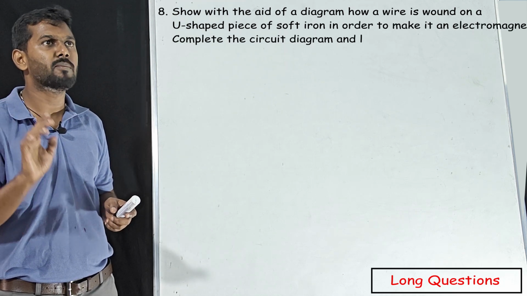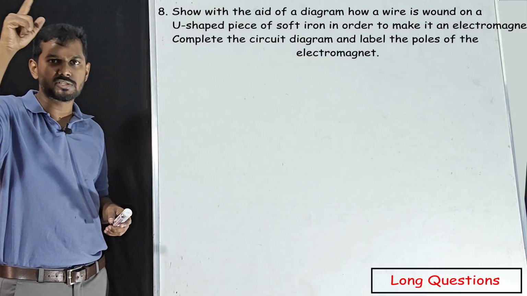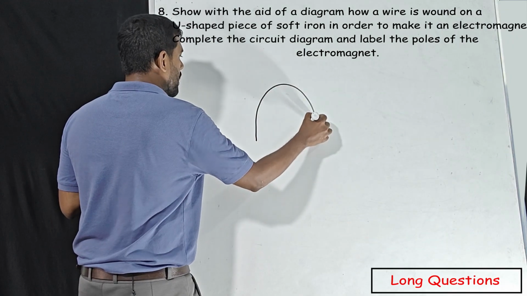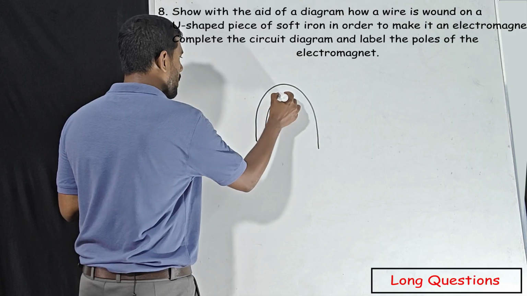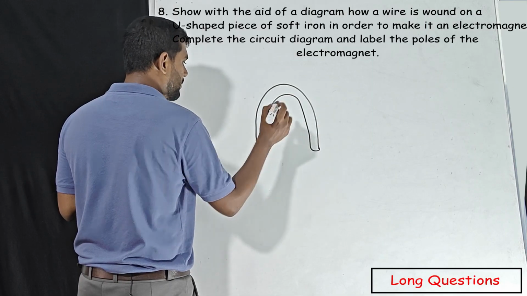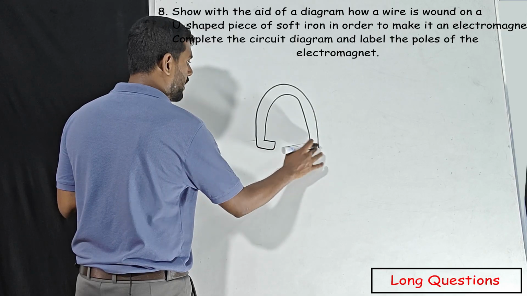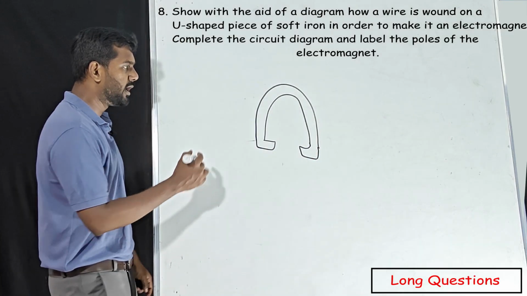Complete the circuit diagram and label the poles of an electromagnet. Okay, so we have to take a U-shaped soft iron. You can write U-shaped soft iron. In some textbooks it will be drawn like this. Anything is fine. Now listen, U shape.